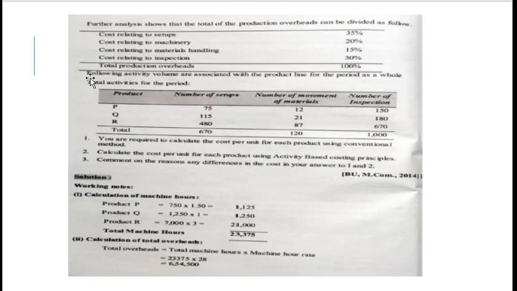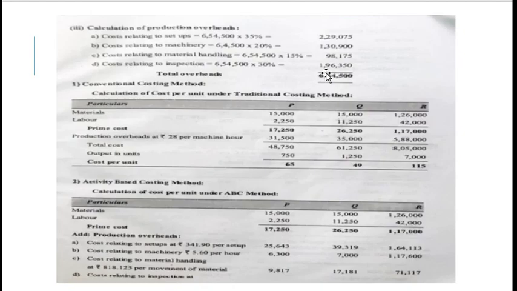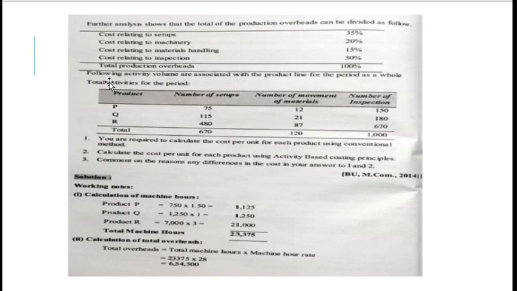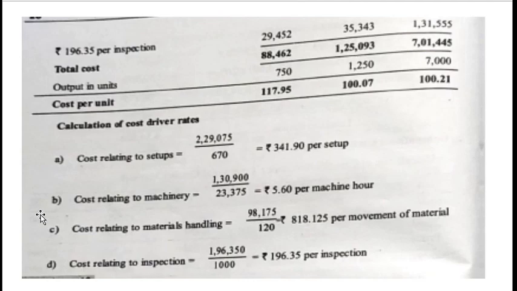So the next activity performed is the cost relating to inspection. You have found out the cost relating to inspection, which is 1,96,350. Now you will see how many inspections are held. The total number of inspections as per the question for PQR is 1,000. So to calculate the cost driver, 1,96,350 divided by 1,000 will give you rupees 196.35 per inspection. So these are the per activity costs for each of the activities.